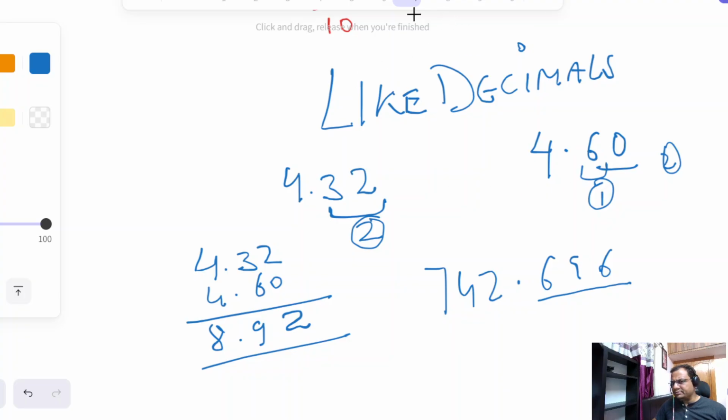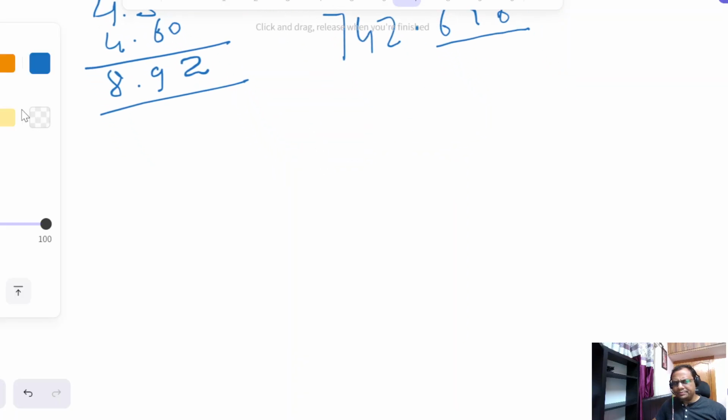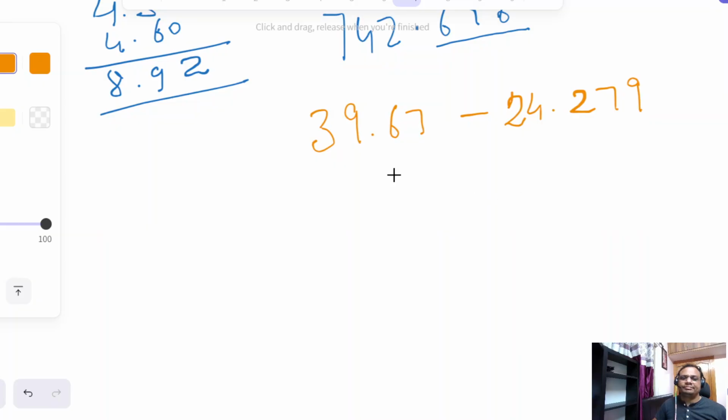If I take a subtraction example, same thing there too. So let me take a different color. So 39.67 minus 24.279. Can we subtract them right away? No, because here the number of decimal places are 3, and here the number of decimal places are just 2. They are not like. They have to be like, right? So how can we make them like?